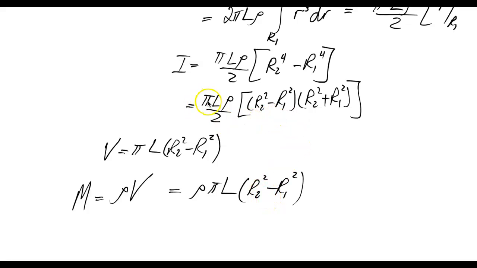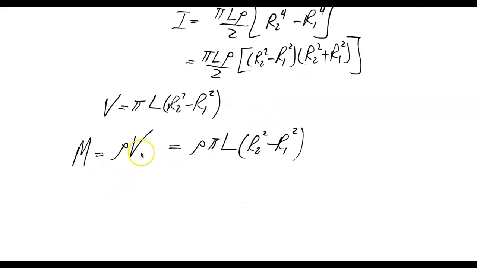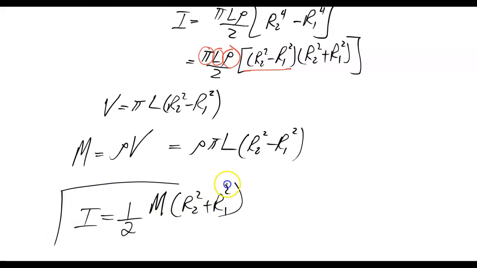And so if we take pi L rho and this term, that will be our M. So now we have I equals, everything in red I'm going to write as m, but first I have that 1/2 in front, then m, then what's left is the r2 squared plus r1 squared, and we found an expression for the moment of inertia using integration.